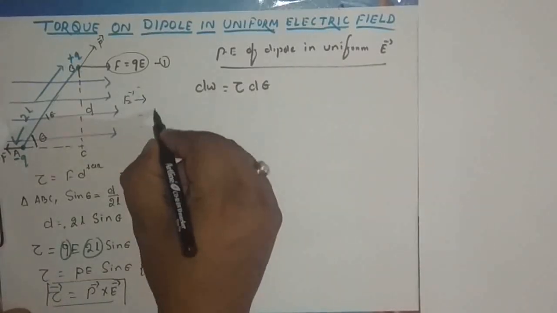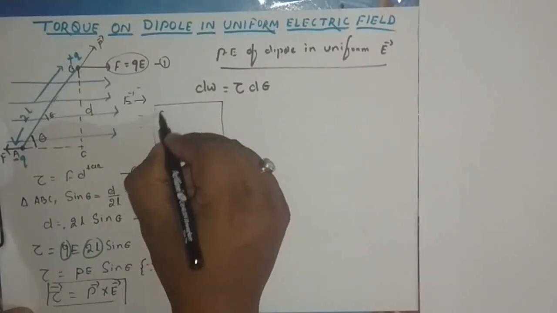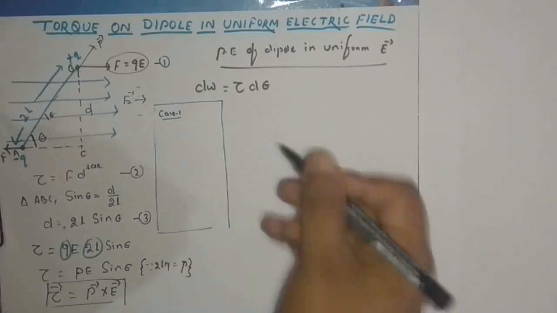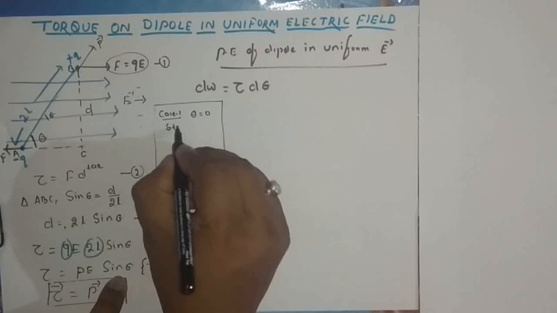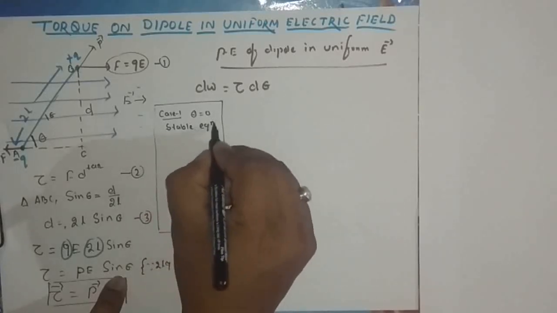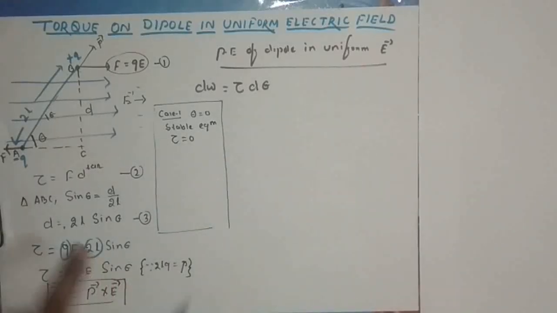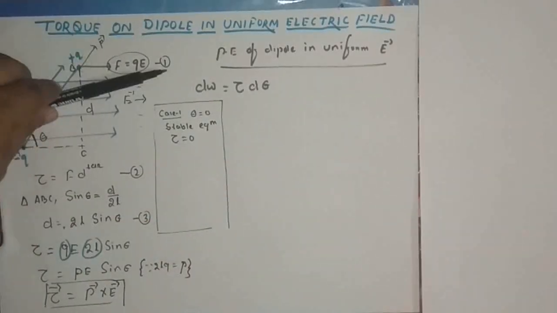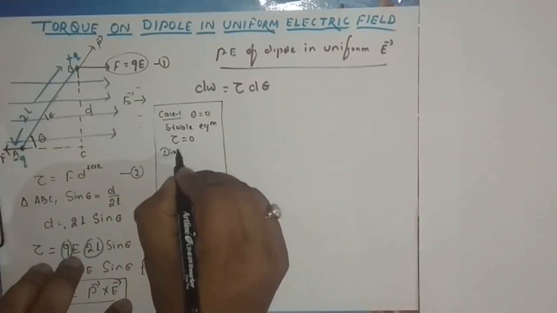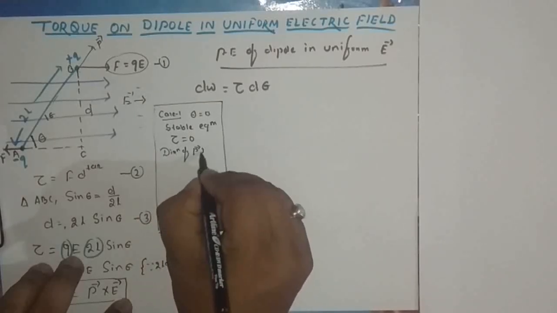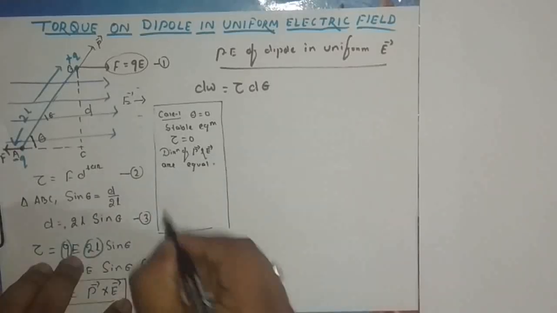Let me tell you some concepts I forgot to tell. Let us finish it here. Suppose I am telling case 1 for torque. When theta equals 0, this is known as stable equilibrium. Theta 0 means tau equals 0. That means the dipole moment direction and electric field direction are the same. So what will I write? The direction of the p vector and E vector are equal.